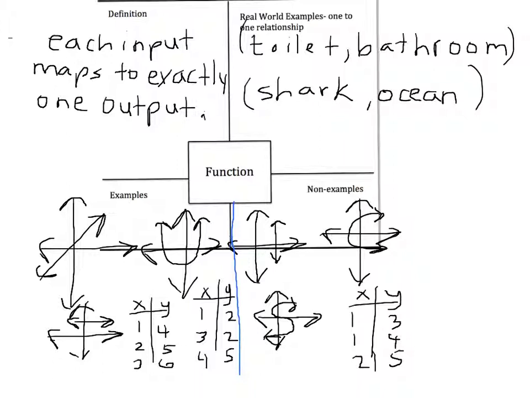It didn't show up very good on the iPad, but there's just 4 different sections. And then in the non-example, also including not only the vertical line, but also in the table where the x values repeat, and therefore it fails the vertical line test.